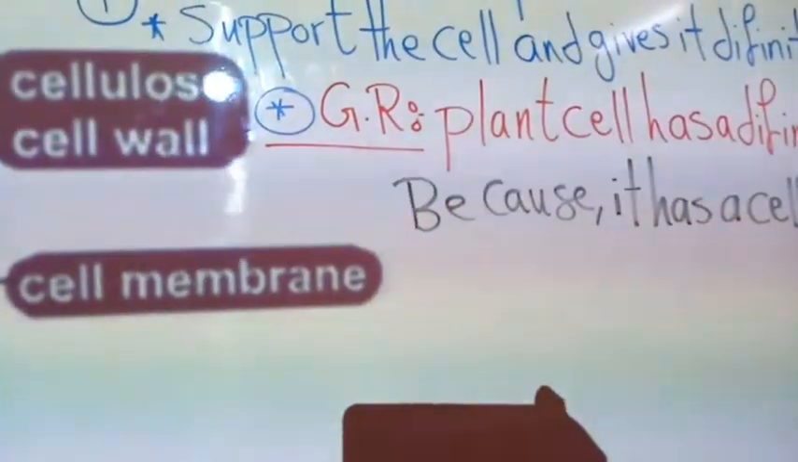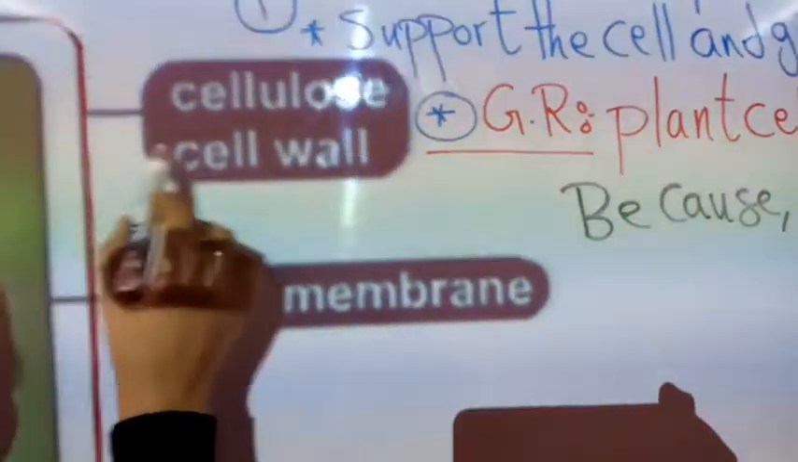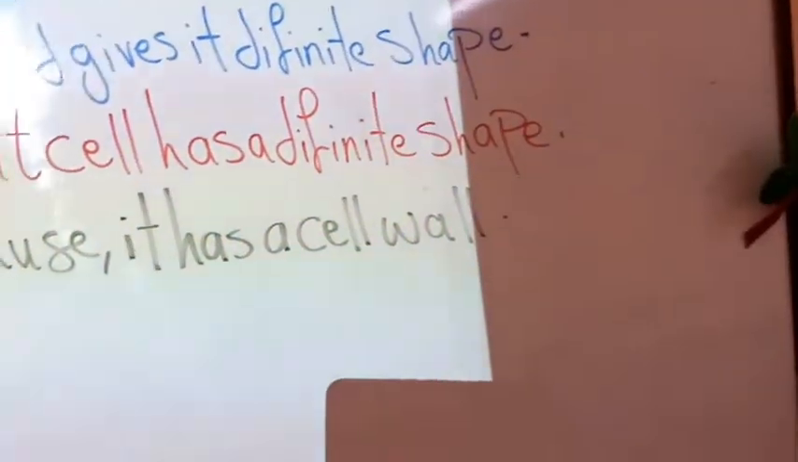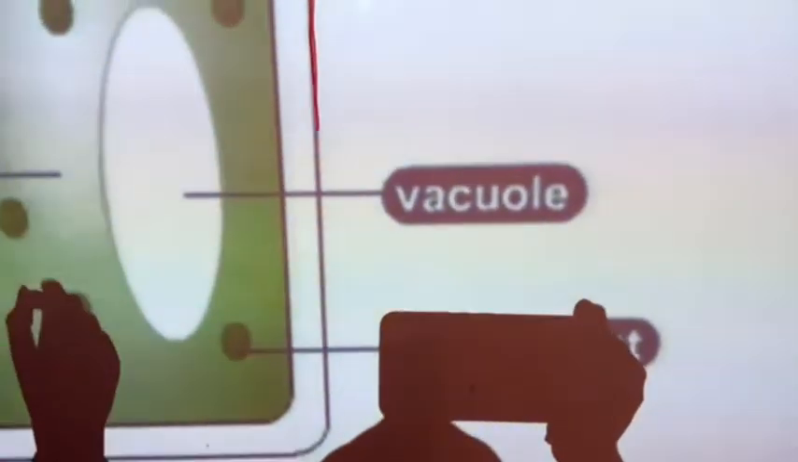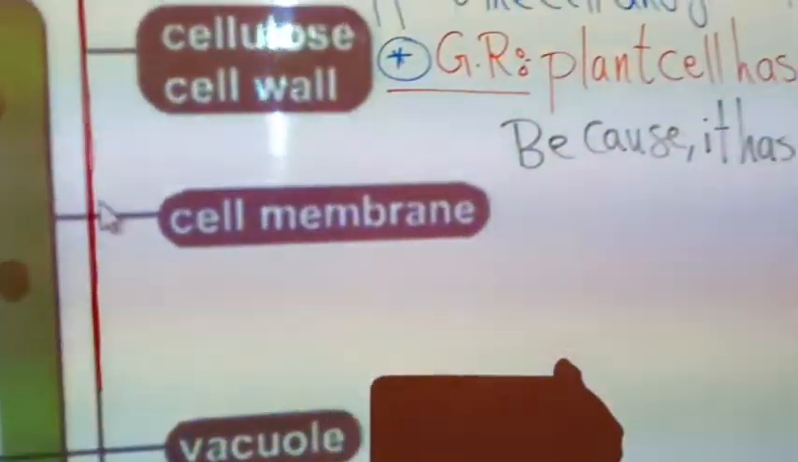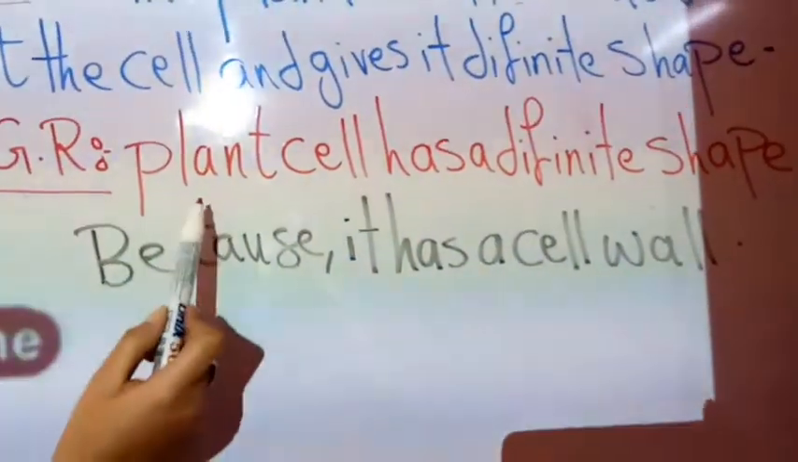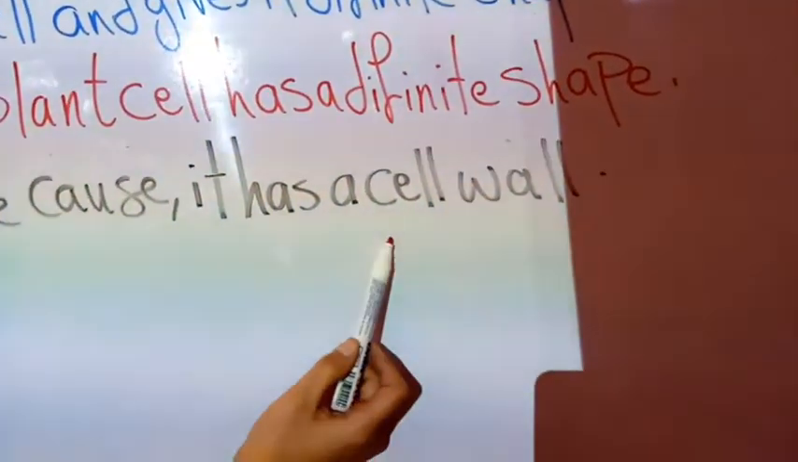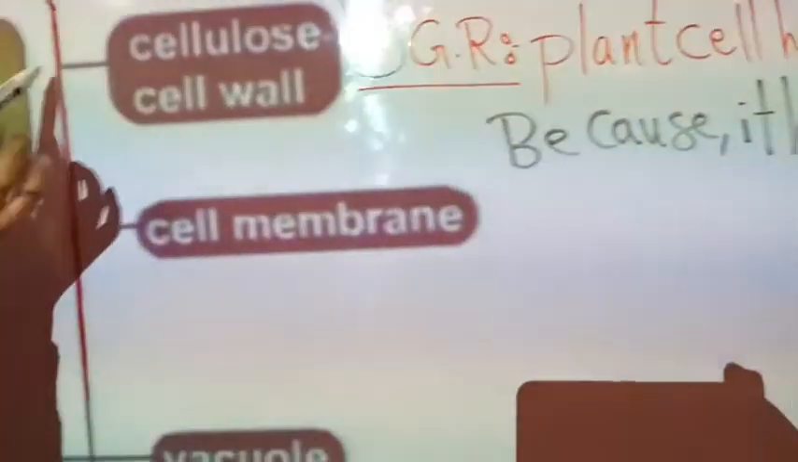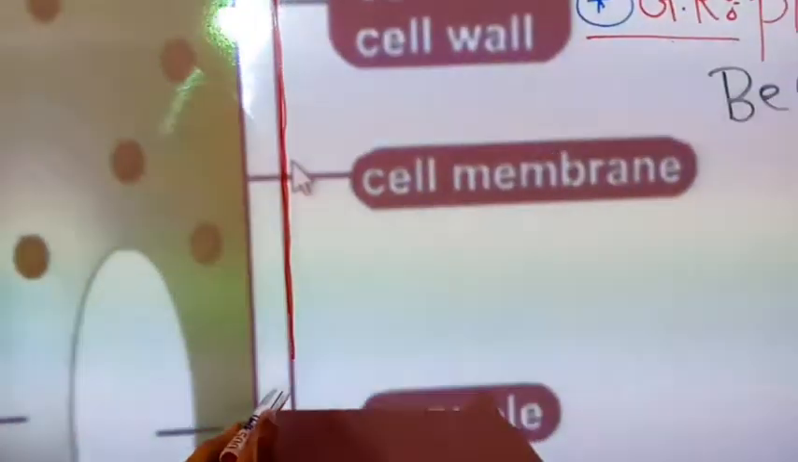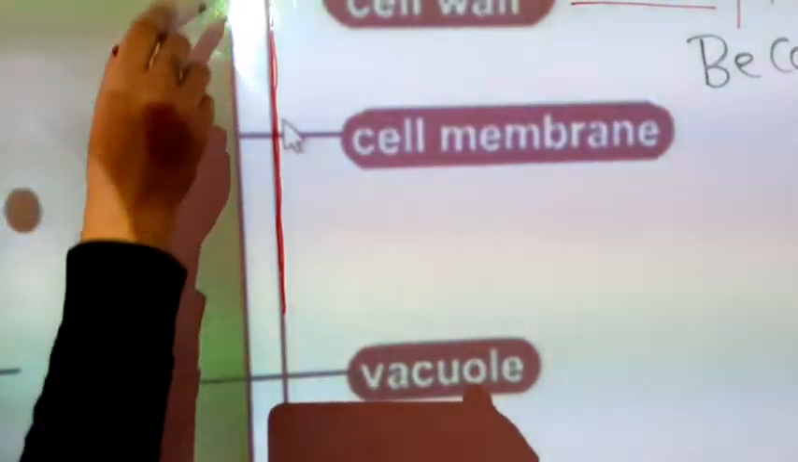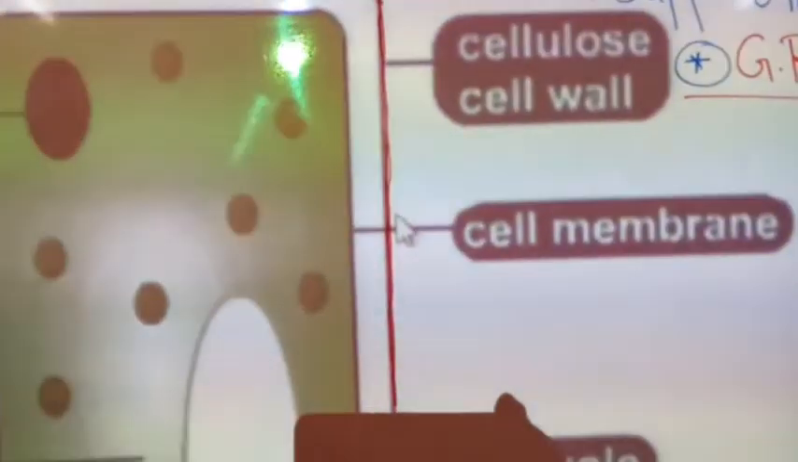What's the function? This cell wall supports the cell and gives it a definite shape. So the plant cell has a definite shape. Why? Because it has a cell wall. So when I ask the reason, the plant cell has a definite shape because it has a cell wall. So again, the cell wall, the wall outside the plant cell, supports the cell and gives it the definite shape.